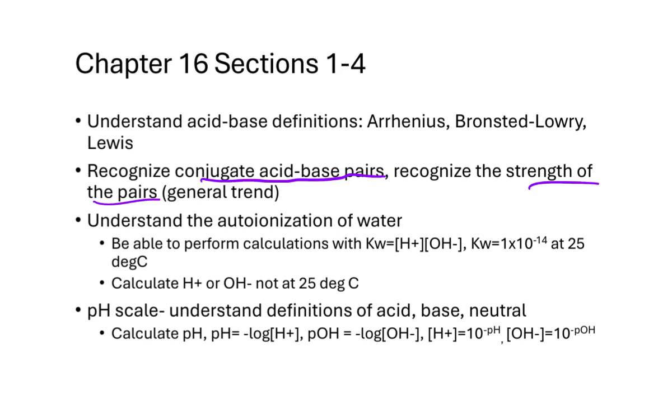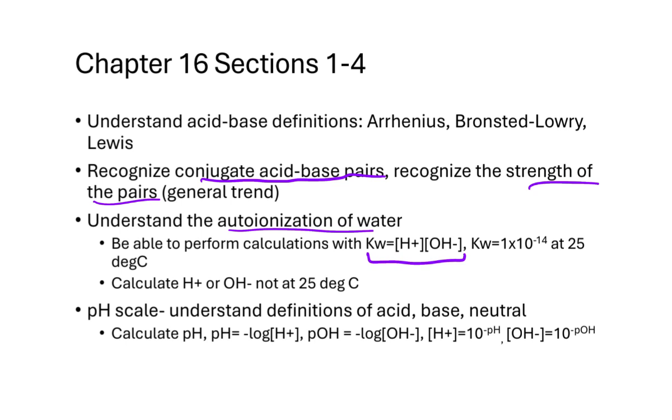We then spent a lot of time talking about the autoionization of water. This is where water produces H plus and OH minus in small concentrations. We came up with an equilibrium constant expression for the autoionization of water: Kw equals the concentration of H plus times the concentration of OH minus.